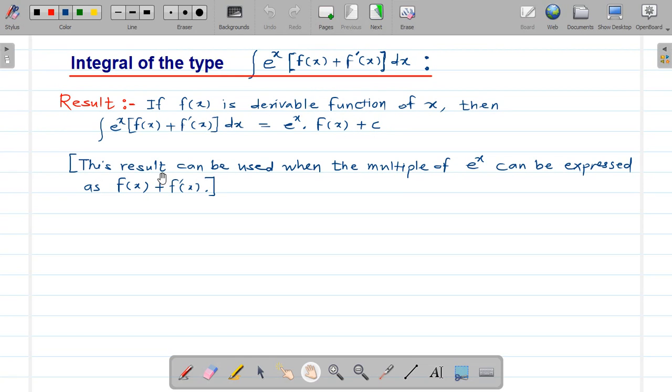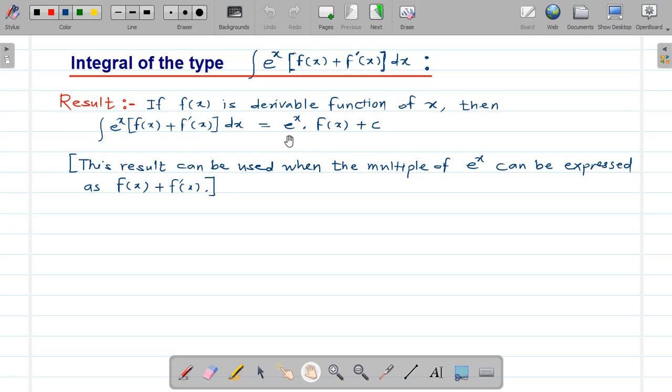That means this result can be used when the multiple of e raised to x can be expressed as f of x plus f dash x. See the multiple of e raised to x. It is just like f of x plus f dash x, meaning some part is f of x and its derivative is added to it. If you have a combination like this, then the integration of that function will be e raised to x into f of x plus c.